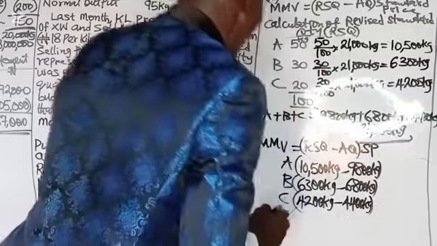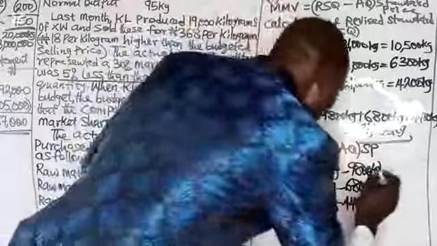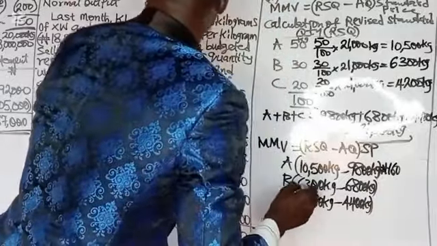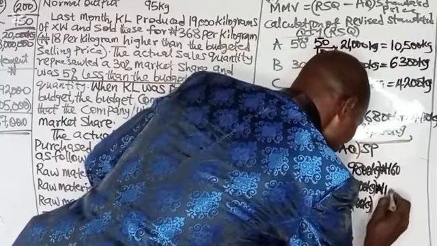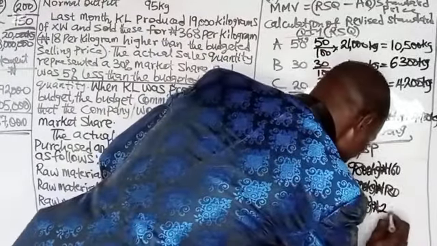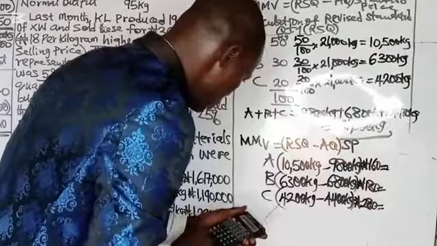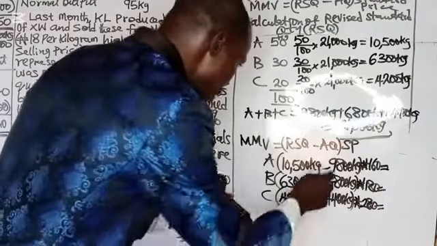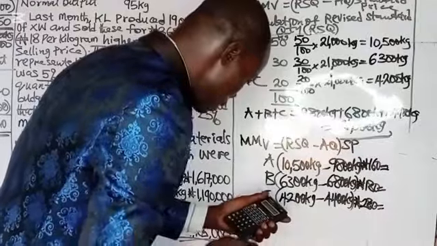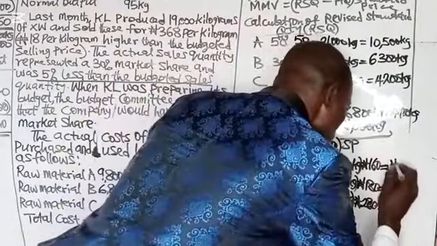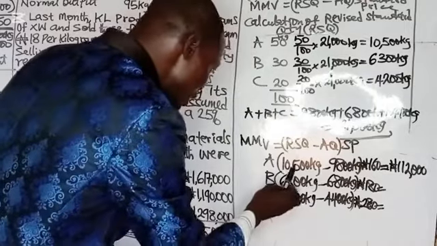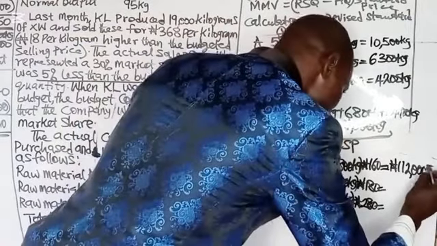Then you multiply by the standard price, where you have the standard information: 160 naira, 180, and 280 from the standard information. 10,500 minus 9,800, we have 700 times 160, we have 112,000 naira. This is revised. The actual is lower. It is a favorable variance.